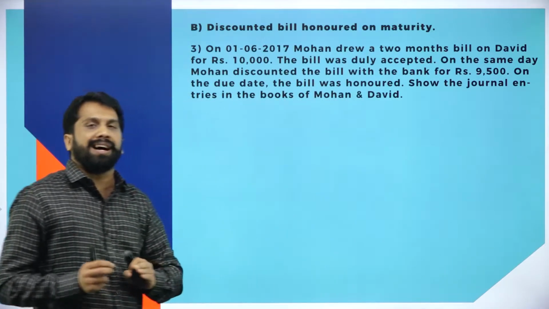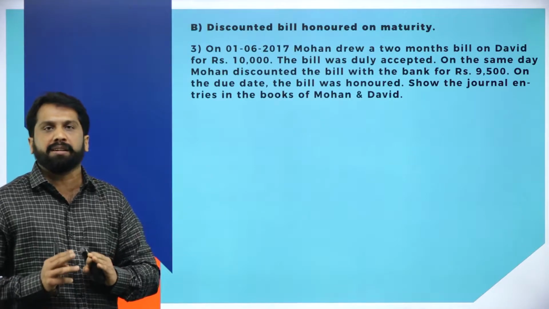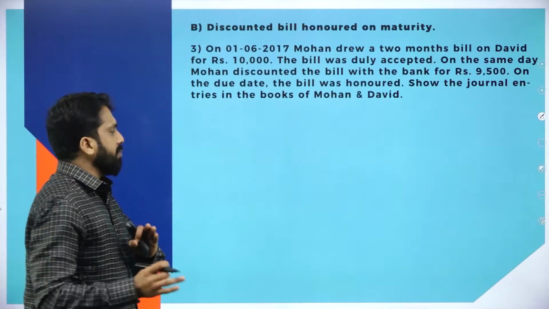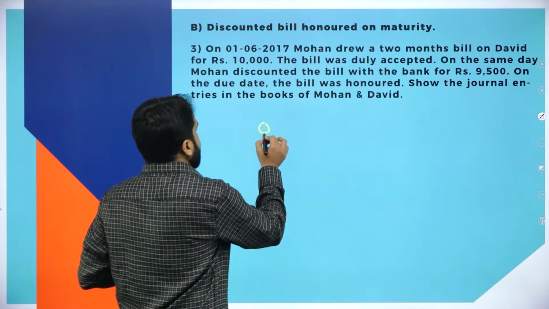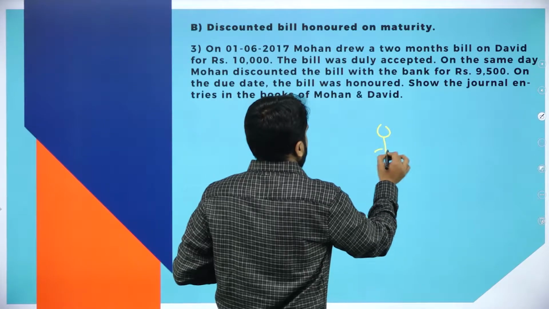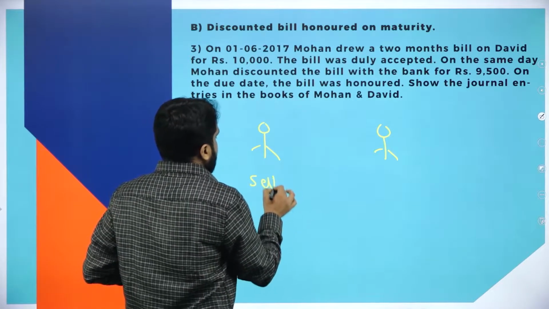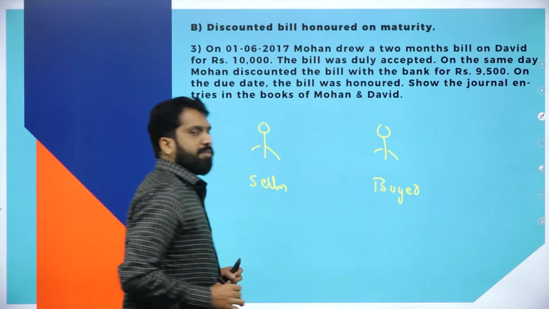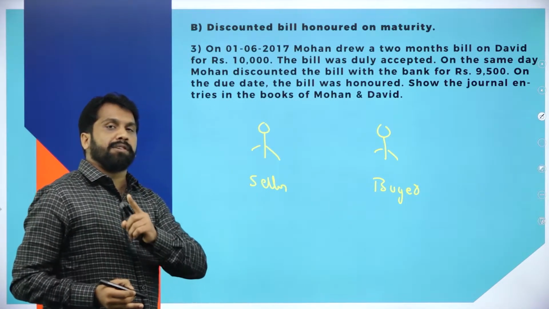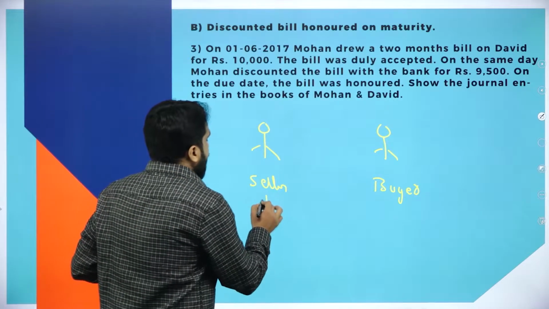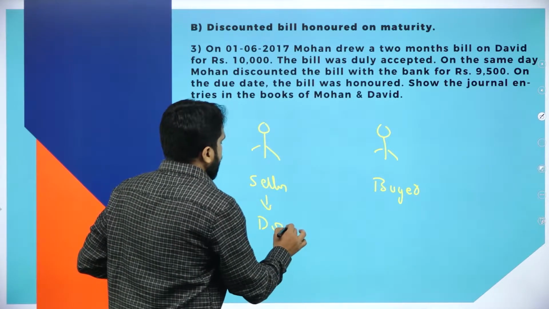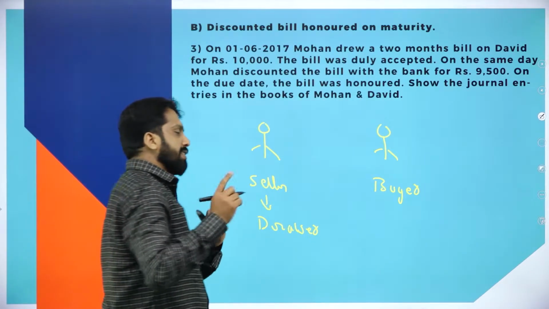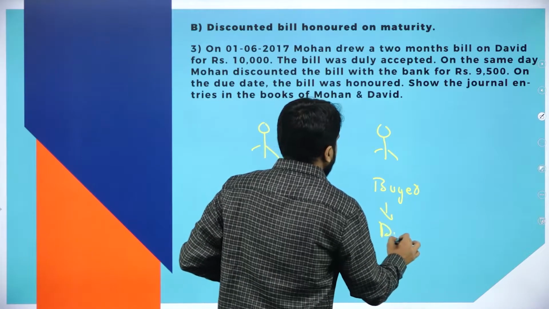Before we go to the problem, I'll explain the concept. Now, one person is called seller and one more person is buyer. We'll go with the same example. This person is called seller and this person is called buyer. The another name for seller is what? Yes, good. Another name for seller is drawer. And another name for the buyer is what? Yes, another name for the buyer is drawee.